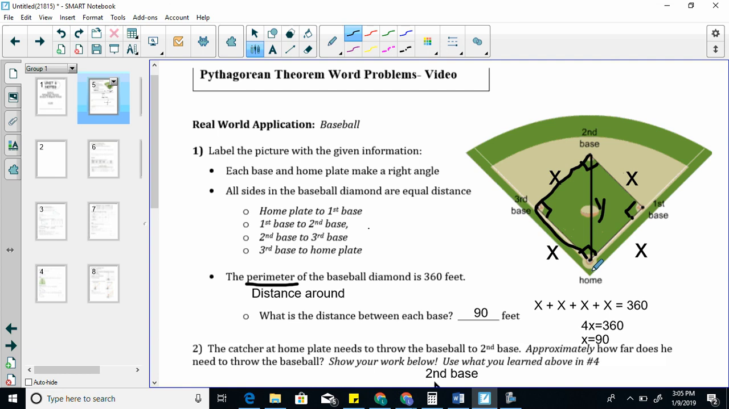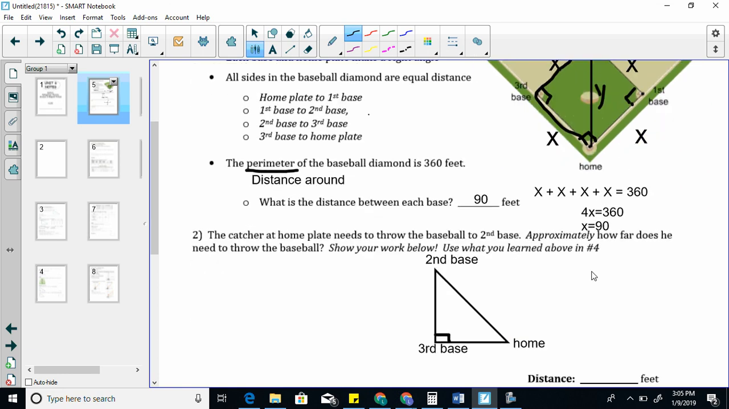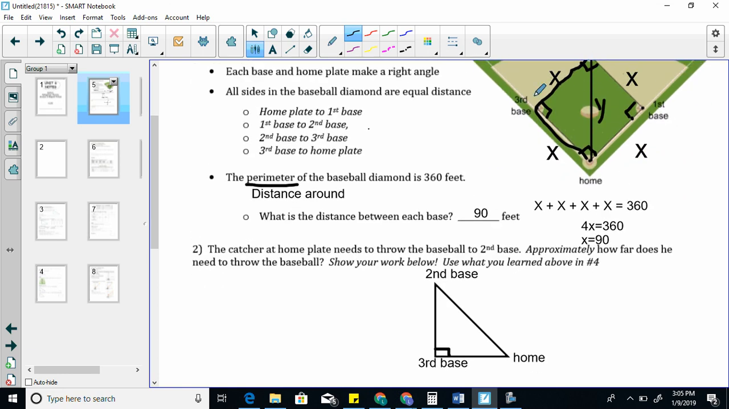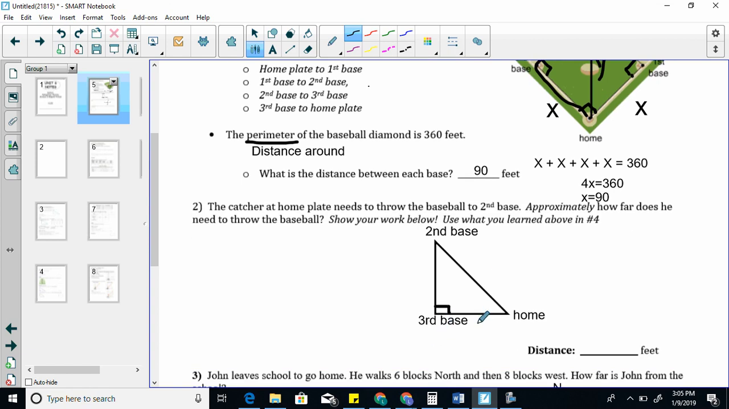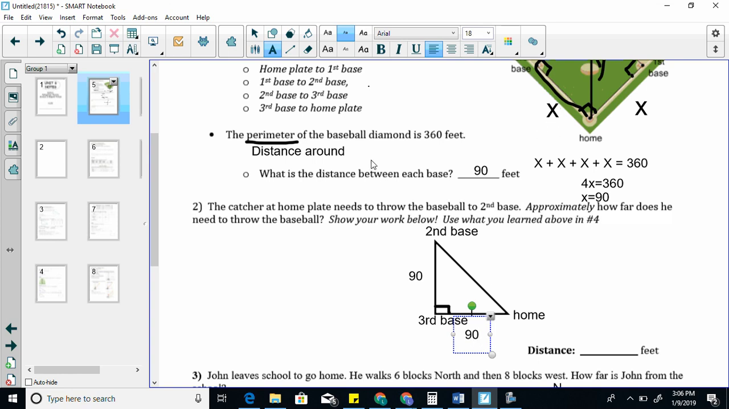And obviously that's kind of messy, so I redrew it in my problem down here. I kind of rotated my picture. I took it and flipped it this way a little bit. And now I have third base, home, second base, and I have this right triangle. I also know from the previous problem that this side and this side, because these were both x in my problem up here, are 90 feet. And now I'm looking for this guy here, y.